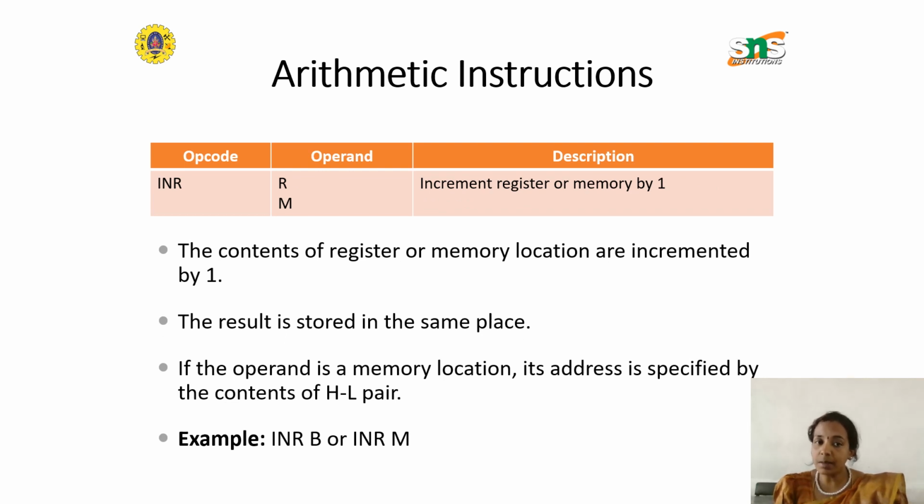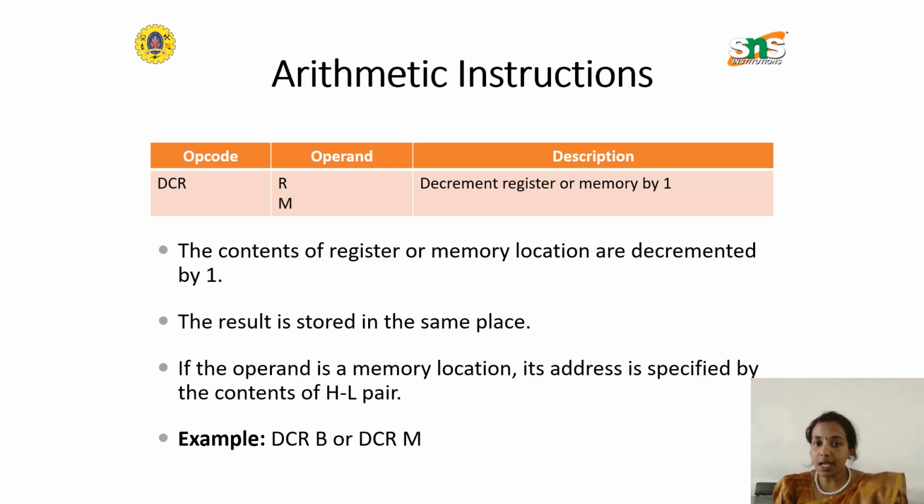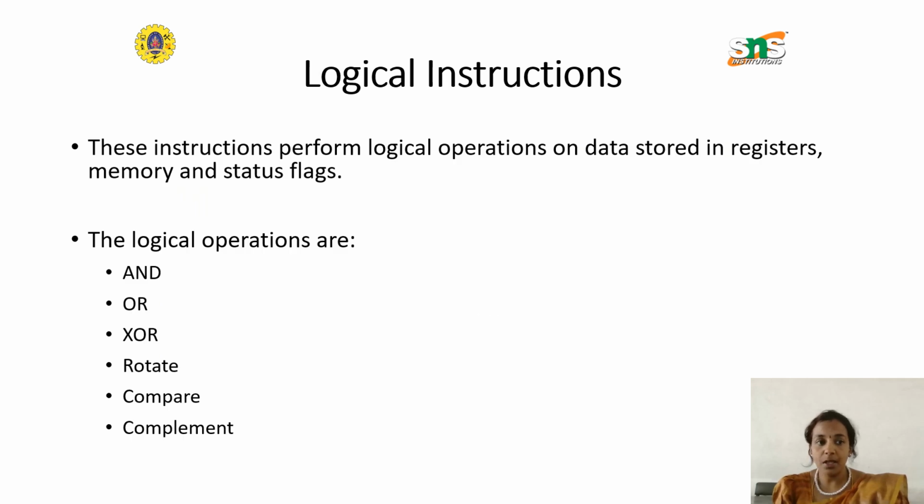INR means increment the register. INR M means increment the memory location. INX means it's the 16-bit data. Increment the register pair. DCR means decrement the register R, DCR M decrement the memory M by 1. DCX R means decrement the register pair. Wherever you get the letter X, then it means that it is the 16-bit register.